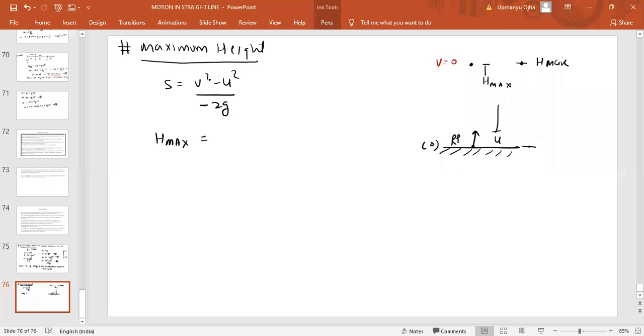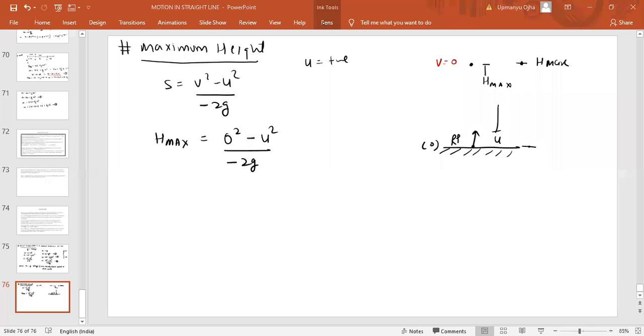Fine. Now final velocity, when it reaches the maximum height, what is the final velocity? 0. So 0 square minus initial velocity is u, so u square. Now u is positive because we are throwing the object upward. Divided by minus 2g. I think you understand why we are putting minus here, because a is always taken as negative in this case.